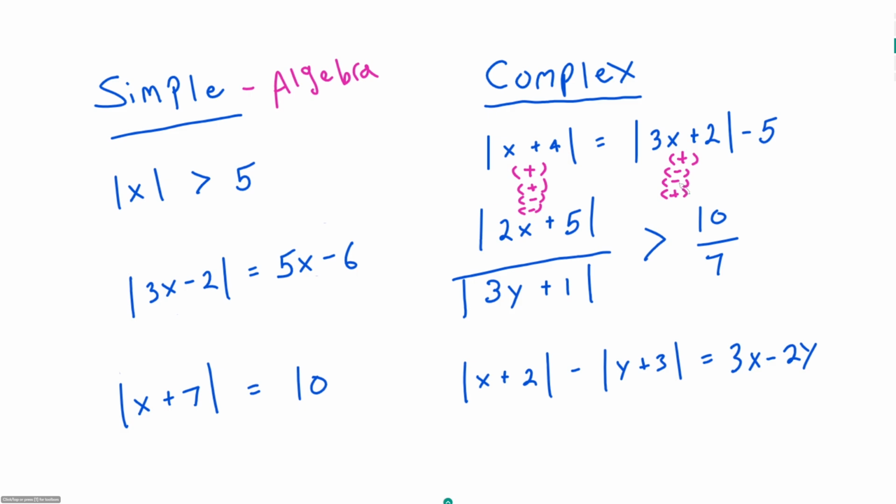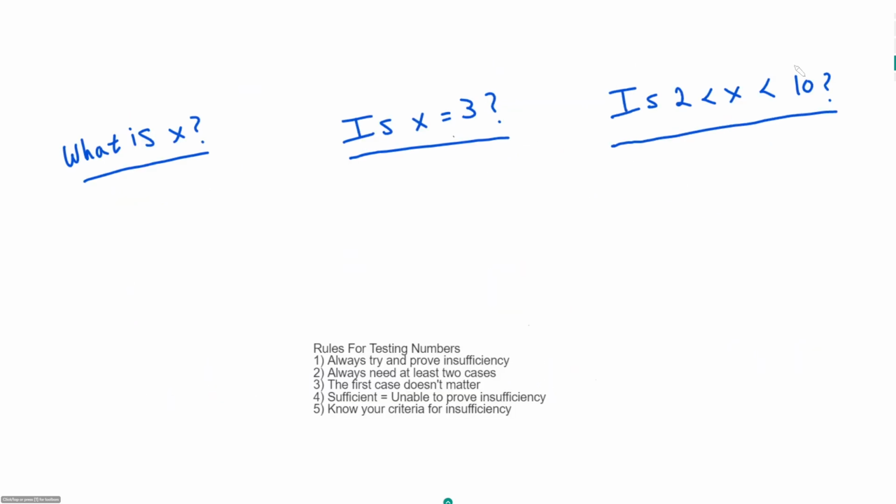So as these get more complex, oftentimes I'm finding myself having to resort to testing numbers, or sometimes I'm doing a combination of algebra and testing numbers, or sometimes really I just have to sit there and think about it a bit in my head. So before we get into our more complex absolute value problems, let's take a detour here to talk about testing numbers on the GMAT, particularly testing numbers on data sufficiency questions, because that is where absolute value shows up most commonly.